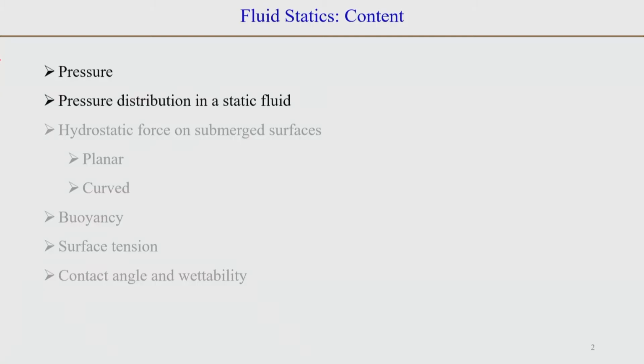We will be talking about pressure and then pressure distribution in a static fluid. All of us know that P is equal to rho g h in a static fluid. So, we will derive this relationship and look at different applications of this. Then we will also look at, in the subsequent lectures, how we can calculate the hydrostatic force on submerged surfaces. These surfaces might be planar or these might be curved.